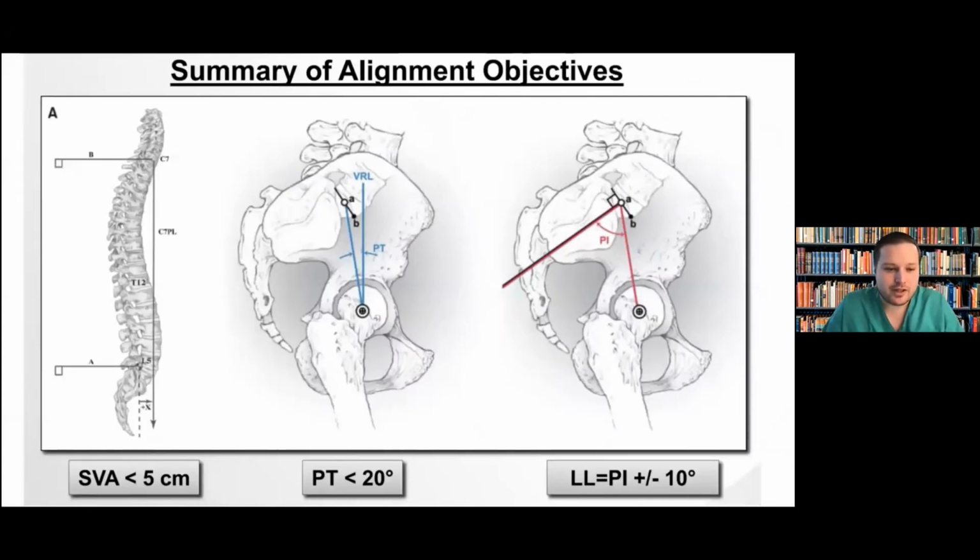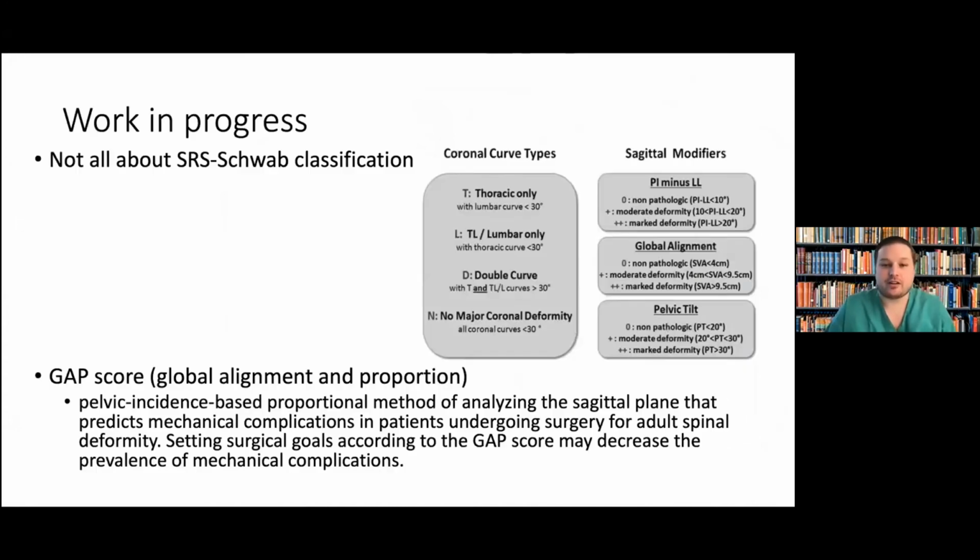So just to reiterate, C7 plumb line, less than 5 centimeters, pelvic tilt, less than 20 degrees, and a PIL mismatch of 10 degrees is the overall. And then this all falls under the SRS Schwab classification, as you can see here, where you look at coronal curve types less than 30 degrees, and then you have sagittal modifiers looking at PIL mismatch, SVA, and pelvic tilt.